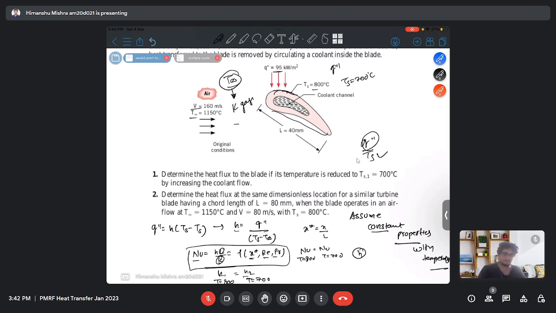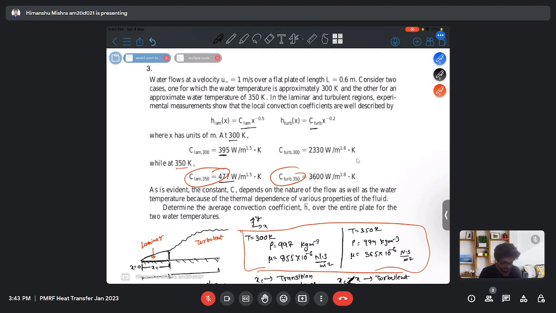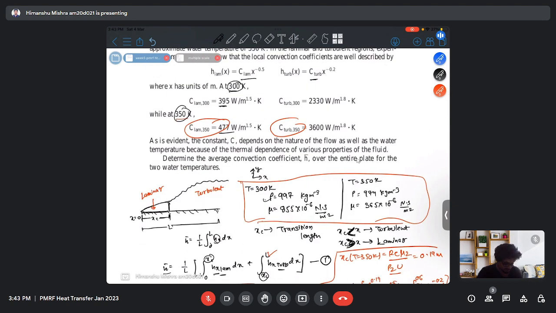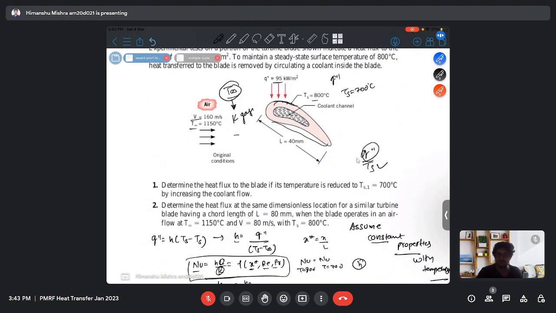But in this question, I think we have to presume every property is constant, because if it changes, then we cannot calculate the change. So basically, we need to consider the change of fluid properties if there is a change of fluid temperature. Like in the previous question, it is given that there is a change in the fluid temperature, from 300 to 300 Kelvin, and therefore there was a change in the fluid properties. Here, the fluid temperature remains constant at 1150, and only the surface temperature changes.